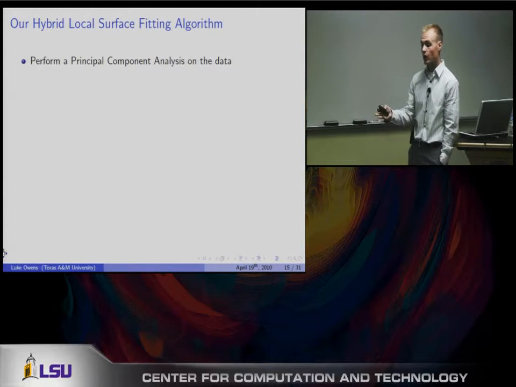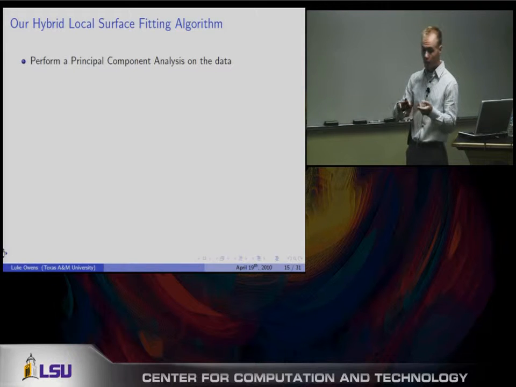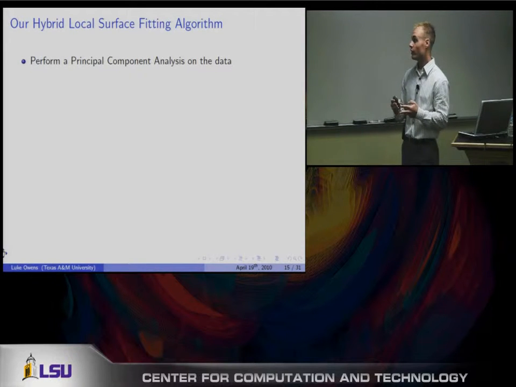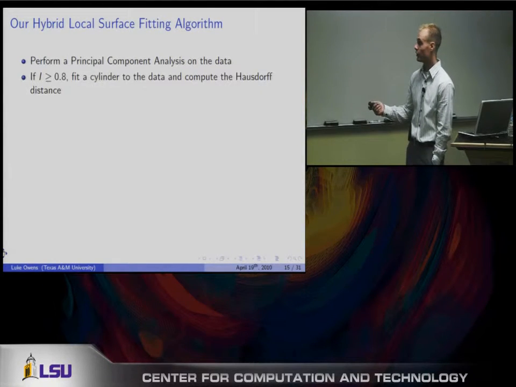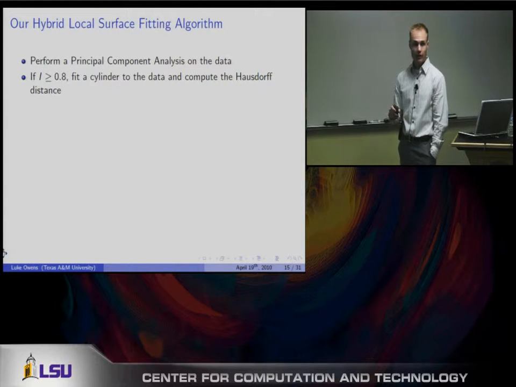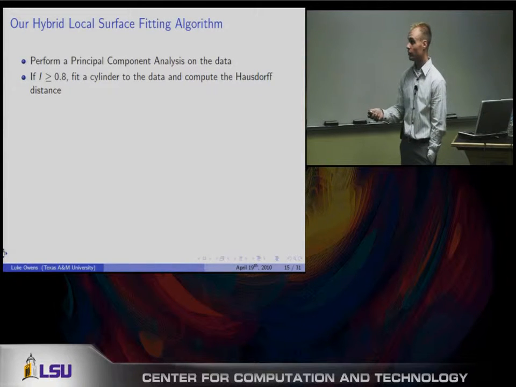So we have all these fitting options: planar fits, cylindrical fits, different quadratic surfaces to fit. We eliminated 3 of the quadratic surfaces, so now we're left with planar fits, cylindrical fits, and the 6 coefficient quadratic fits. So how do we pick which one? Here's our algorithm. Perform the principal component analysis, so we have our eigenvalues and eigenvectors. If the eigenvalues indicate that we should fit a cylinder by the analysis I just argued on the previous slide, we fit a cylinder to the data, and then we compute the Hausdorff distance to that cylinder.